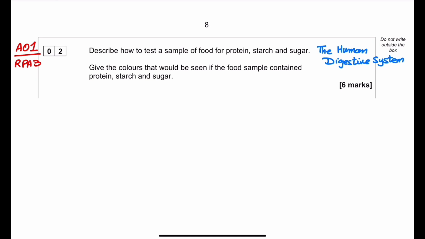The initial steps are almost the same to test for the presence of protein, starch, and sugar. The student needs to mention the change of color during the process or during the investigation. Let's see the model answer.